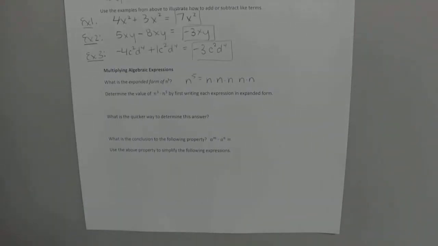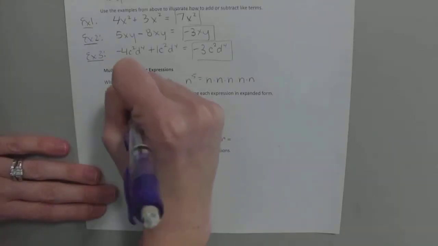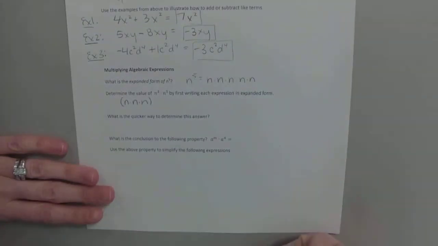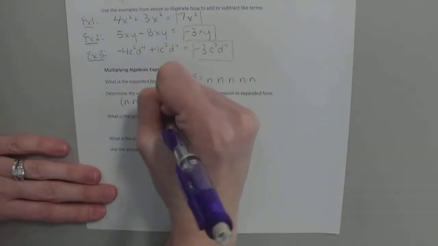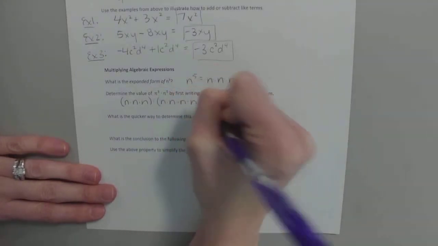So how do we do n to the third times n to the fifth? Well, let me show you the long way to do it. What you would do is you would take n to the third, which is n times n times n, and you would multiply it by n to the fifth, which was the 5 n's.